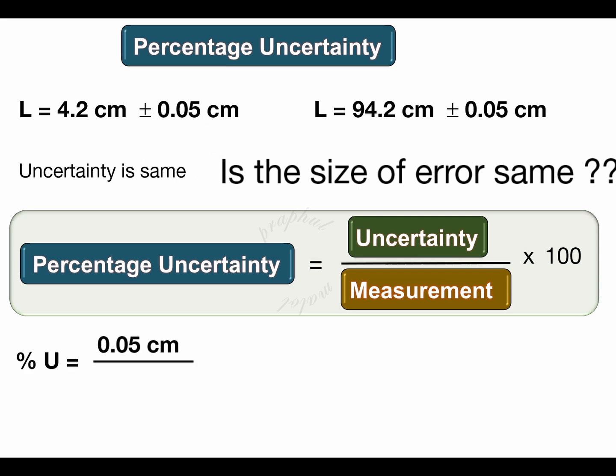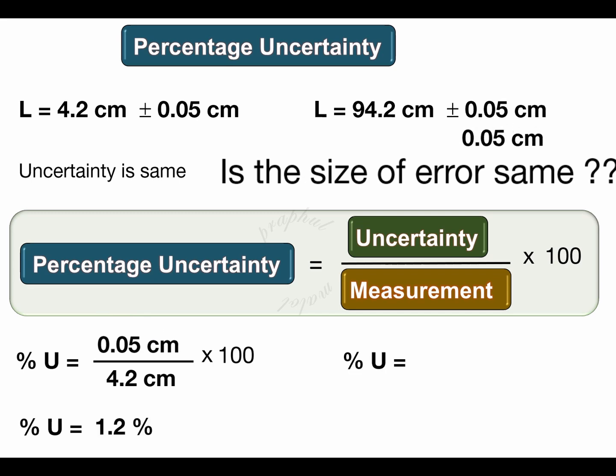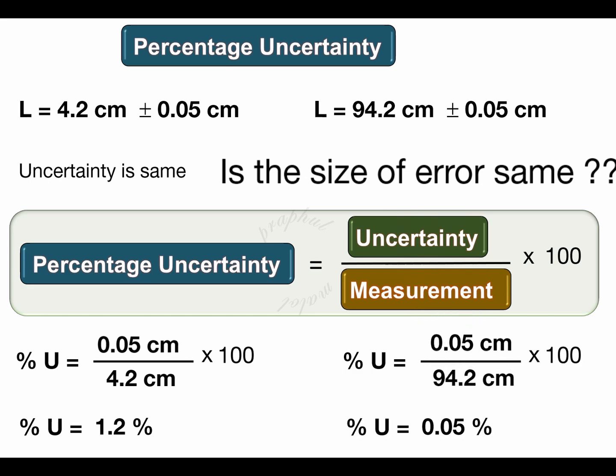0.05 centimeters out of 4.2 centimeters is how much percentage? You will get 1.2%, but 0.05 out of 94.2 is just 0.05%. So what you can see here is, even though the uncertainty is the same, the percentage uncertainty, or the percentage error, is not the same. So in any measurement, what is important is the percentage uncertainty, not just the uncertainty.